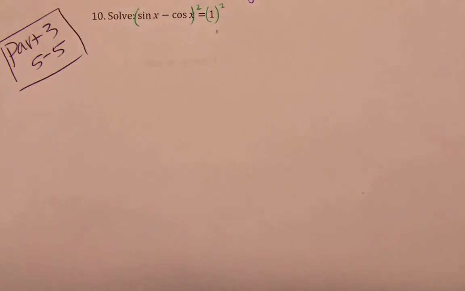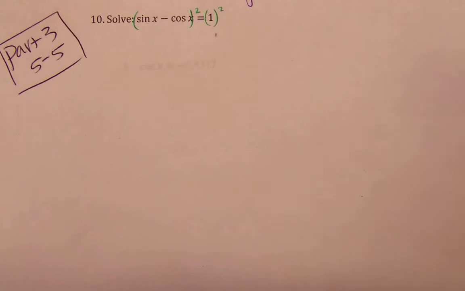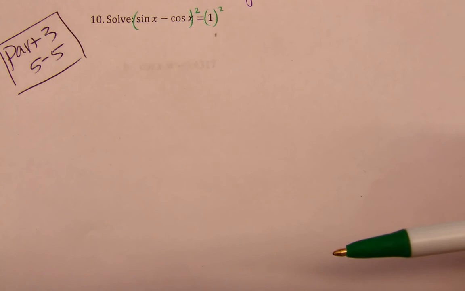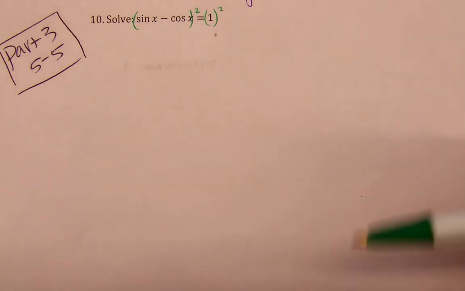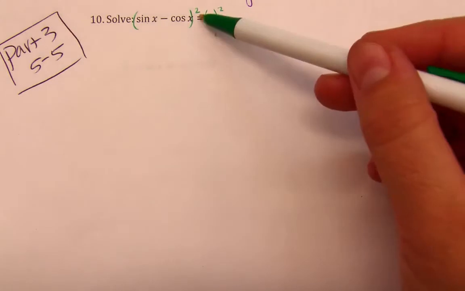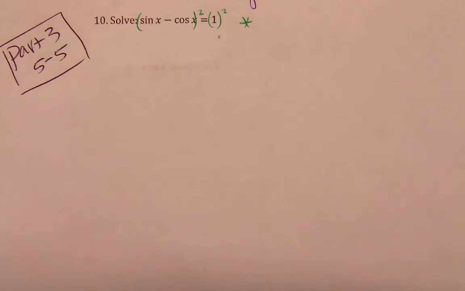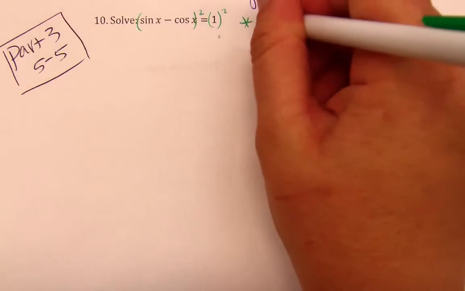Now, the reason why we try to avoid doing this is because what happens when we square both sides of our equation is we get more answers than what actually works with the original equation. So we're going to go ahead and solve this and square this, and then what we're going to have to do is check our answers. So we're just going to make a note about this now.